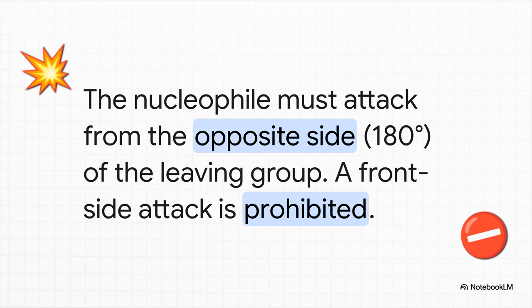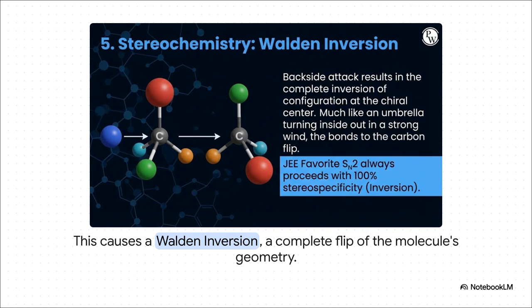We call this a backside attack because the leaving group is essentially blocking the front door. And the result of that backside attack is just beautiful. The entire geometry of the molecule flips inside out. Seriously, the best way to picture this is an umbrella getting hit by a huge gust of wind. Whoosh! It inverts. That is exactly what happens here. A complete 100% inversion of its shape.